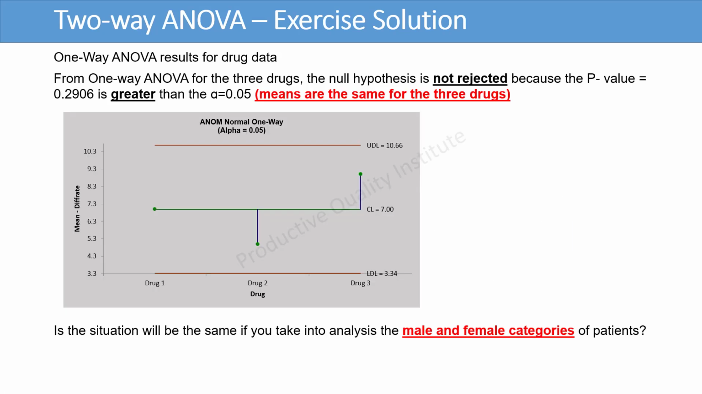From one-way ANOVA for the three drugs, the null hypothesis is not rejected because the p-value, equal to 0.2906, is greater than alpha, which is equal to 0.05. Means are the same for the three drugs. The situation will be the same if you take into analysis the male and female categories of patients.